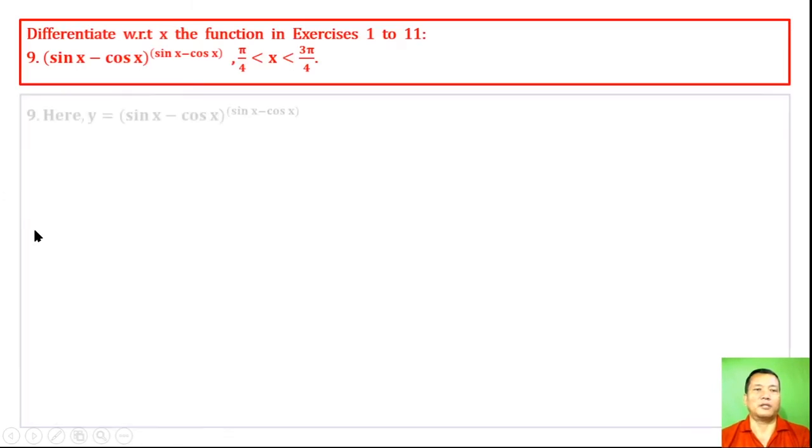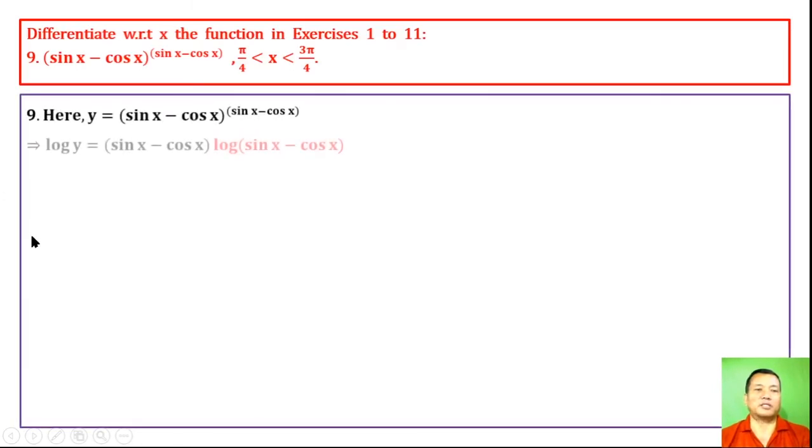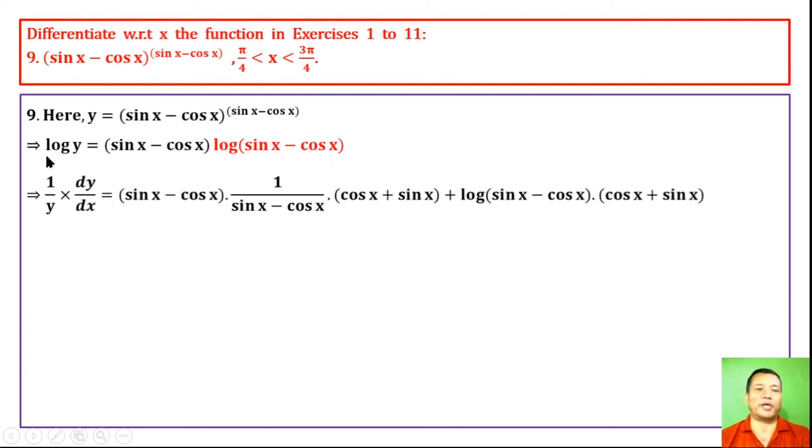Number 9. Here y is this. Taking log on both sides, we get log y equal to (sin x minus cos x) times of log of (sin x minus cos x). Differentiating both sides, we get 1 by y into dy by dx.